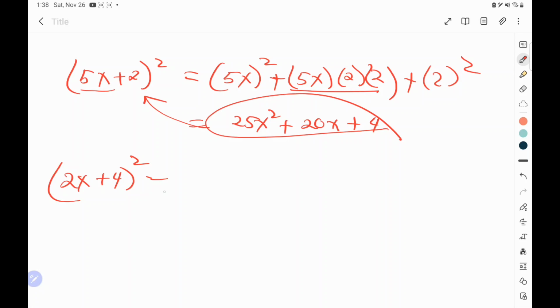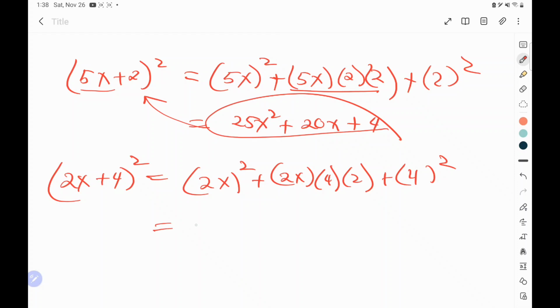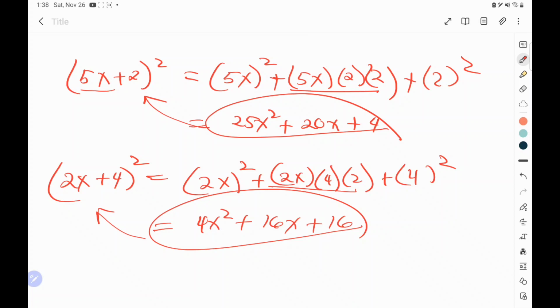Next, following the steps again, square the first term, which is 2x, plus multiply the first term, second term, and 2 to each other, plus squaring the last term. Our last term is 4 and it's squared. Simplify: 2x squared is 4x squared, correct? Then multiplying all of this gives 16x, plus the square of the last term, another 16. That's your answer for this question.